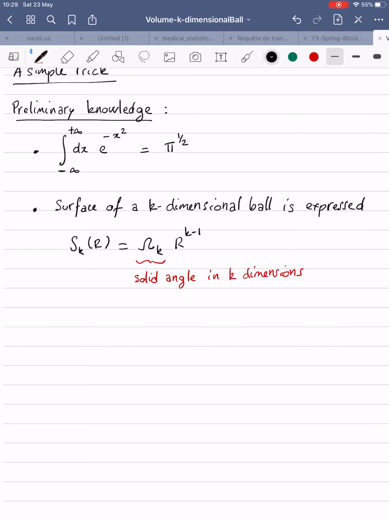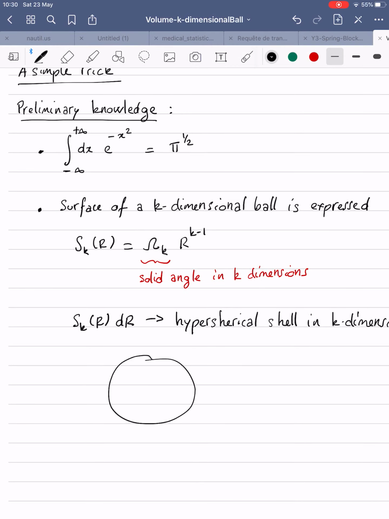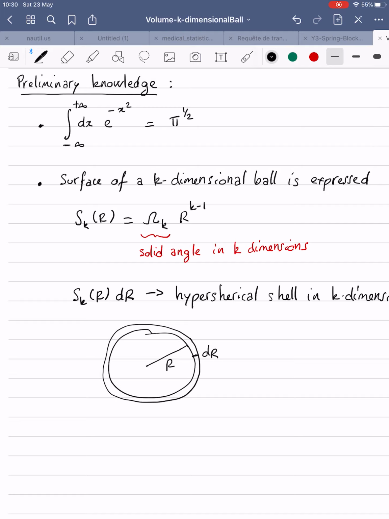Now once this is said, we can also notice, as part of this preliminary knowledge, that if I have Sk of R dR, then this represents a hyperspherical shell in k dimensions. Essentially you will have something like this, and this would be R, and here you put some dR, and you get a shell. Then you know the surface, you know the width, and you can integrate this over R by adding up the volume of concentric shells.